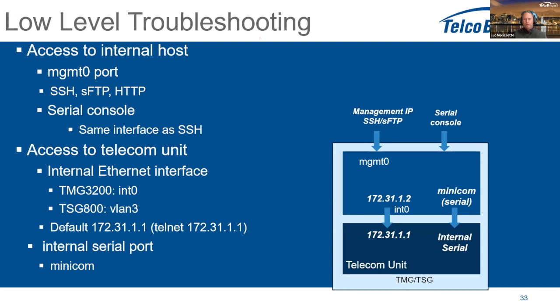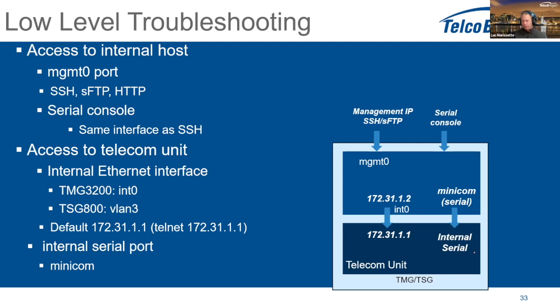So low-level troubleshooting in the system. So you see the host part here and the telecom unit part here. You will connect inside here with management 0. You will get the same connection if you connect with the serial console, but normally we only use that to set that management 0 IP. So you can SSH, SFTP, HTTP to this internal host here.